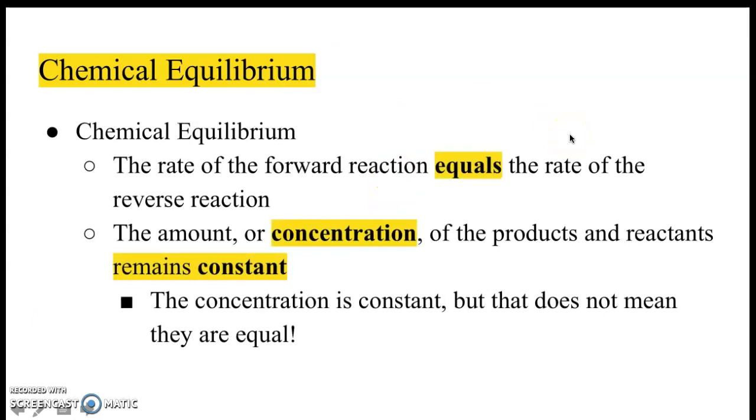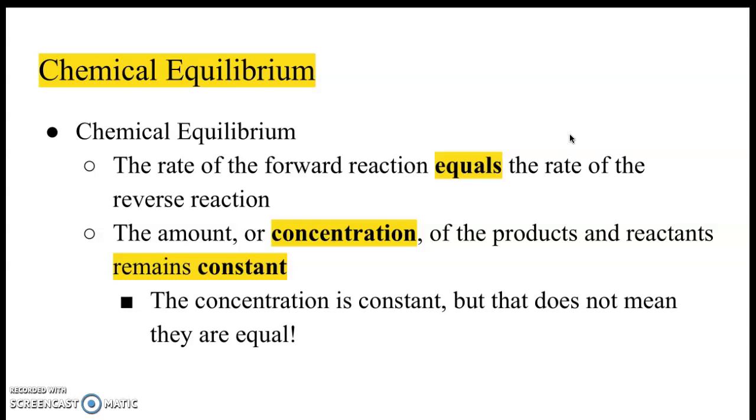But chemical equilibrium has 2 conditions. The first being the rate of the forward reaction has to be equal to the rate of the reverse reaction. So commit to memory equal rates. This means that our reactants are forming our products and our products are forming our reactants at the same speed.